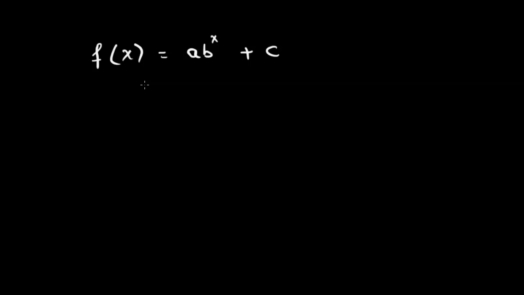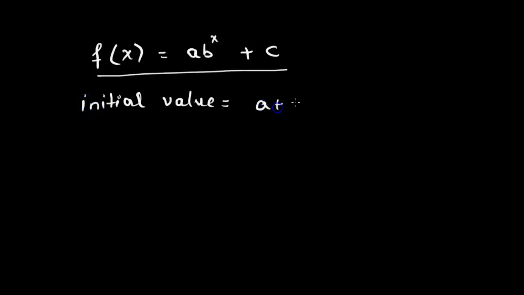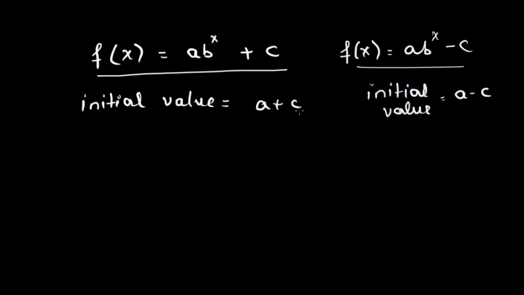Another thing we have to remember in exponential function problems is that if the equation is of the type ab to the power x plus c, where there is a number added to ab to the power of x, then the initial value is going to be a plus c. And if the equation is f(x) equals ab to the power of x minus c, then the initial value would be a minus c. This is because c represents the horizontal asymptote, so the graph shifts up or down depending upon the c value. Therefore, the initial value would start not at a but at a plus c, and in this case, at a minus c.